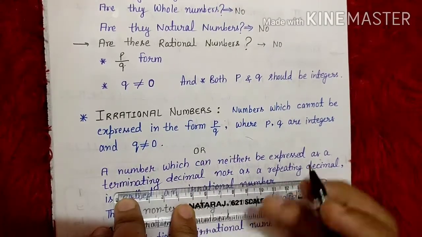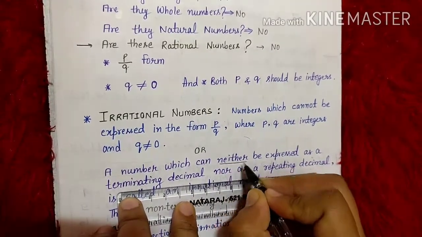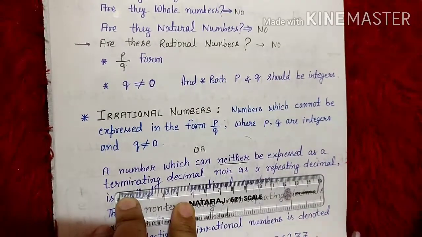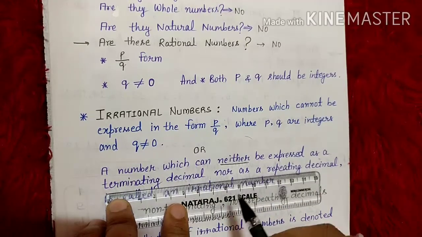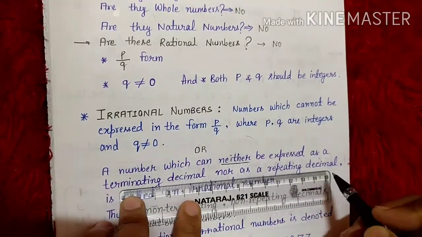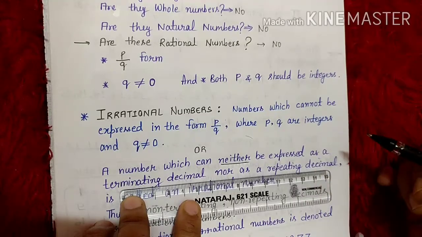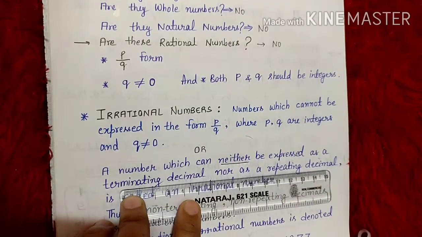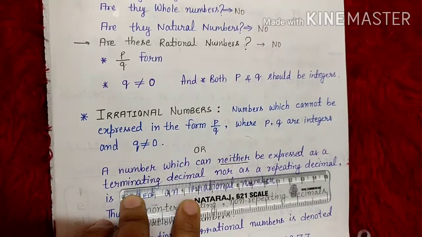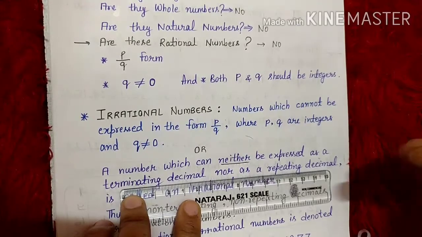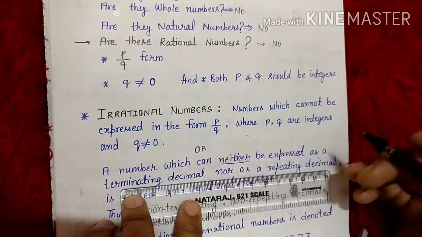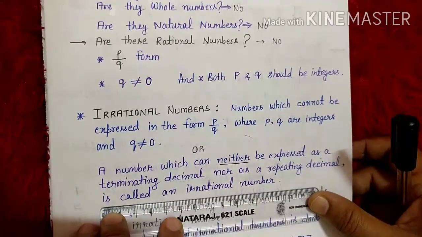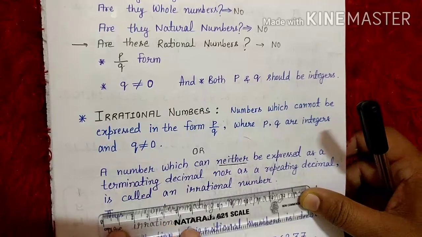So what are they saying? They have used the word neither: which can neither be expressed as a terminating decimal. It means we can't express them as a terminating decimal, nor as a repeating decimal, like 0.333333 and so on, like 0.12121212121212. So they can't be expressed as a terminating decimal, and they can't be expressed as a repeating decimal also. So these types of numbers are called irrational numbers.